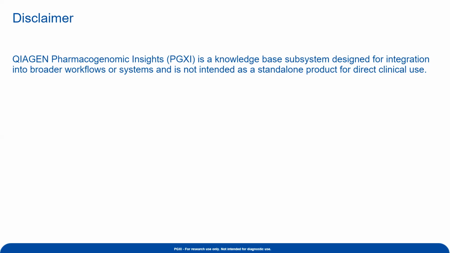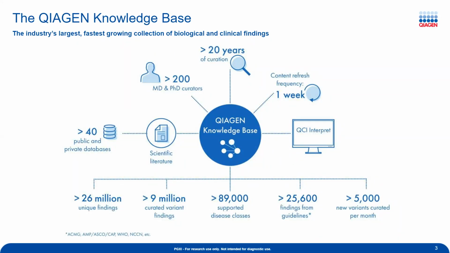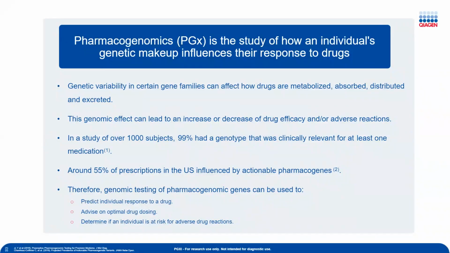Just to give a brief overview, the QIAGEN Digital Insights team has been building for the last 20 years the industry's largest, fastest growing collection of biological and clinical findings. We have more than 200 curators on board that curate scientific literature and have access to public and private databases. So far, we have grown our content knowledge base to more than 26 million unique findings and currently add around 5,000 new variants per month. The content is updated on a weekly basis on our side. And with pharmacogenomics becoming such a hot topic, we are now also expanding our capabilities to curate content for PGX.